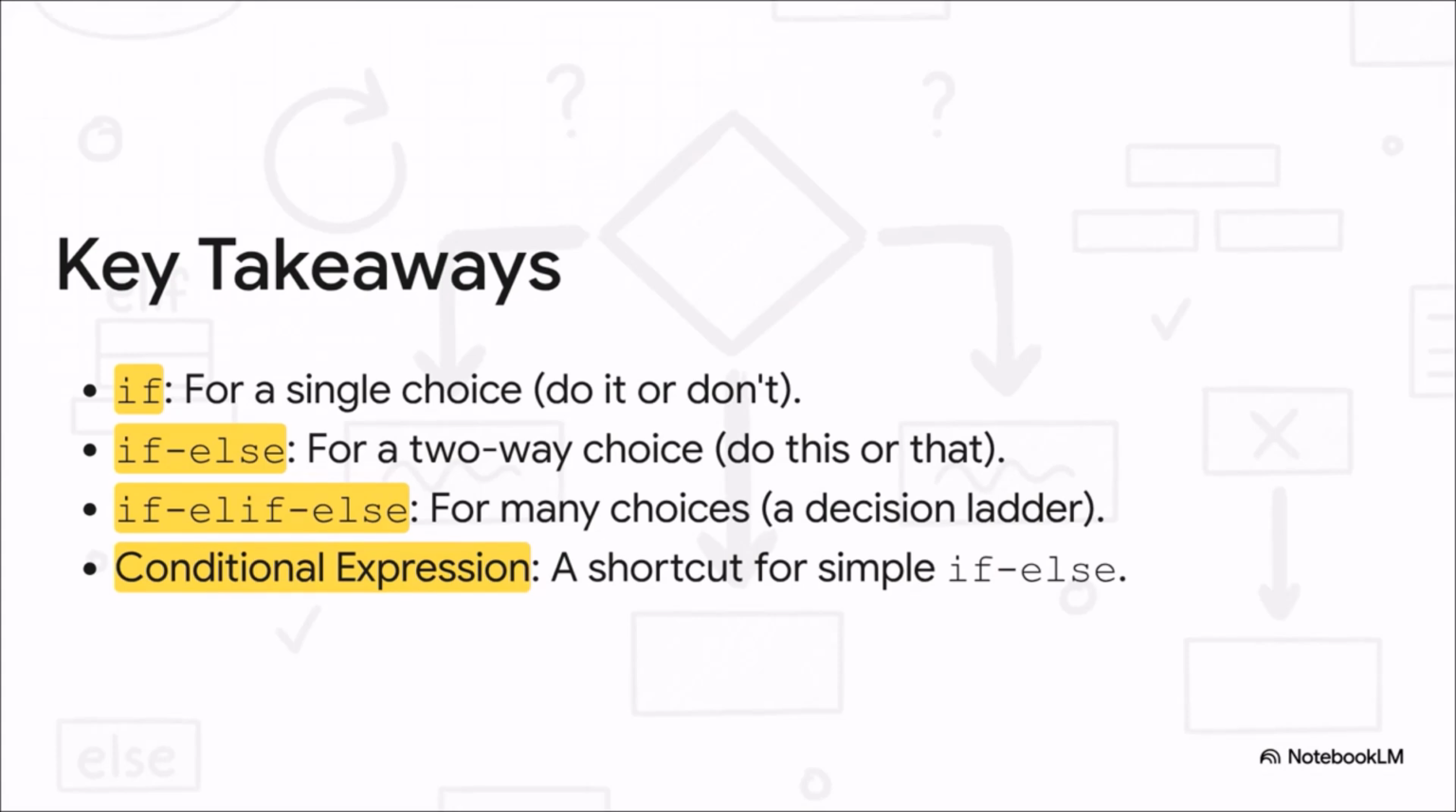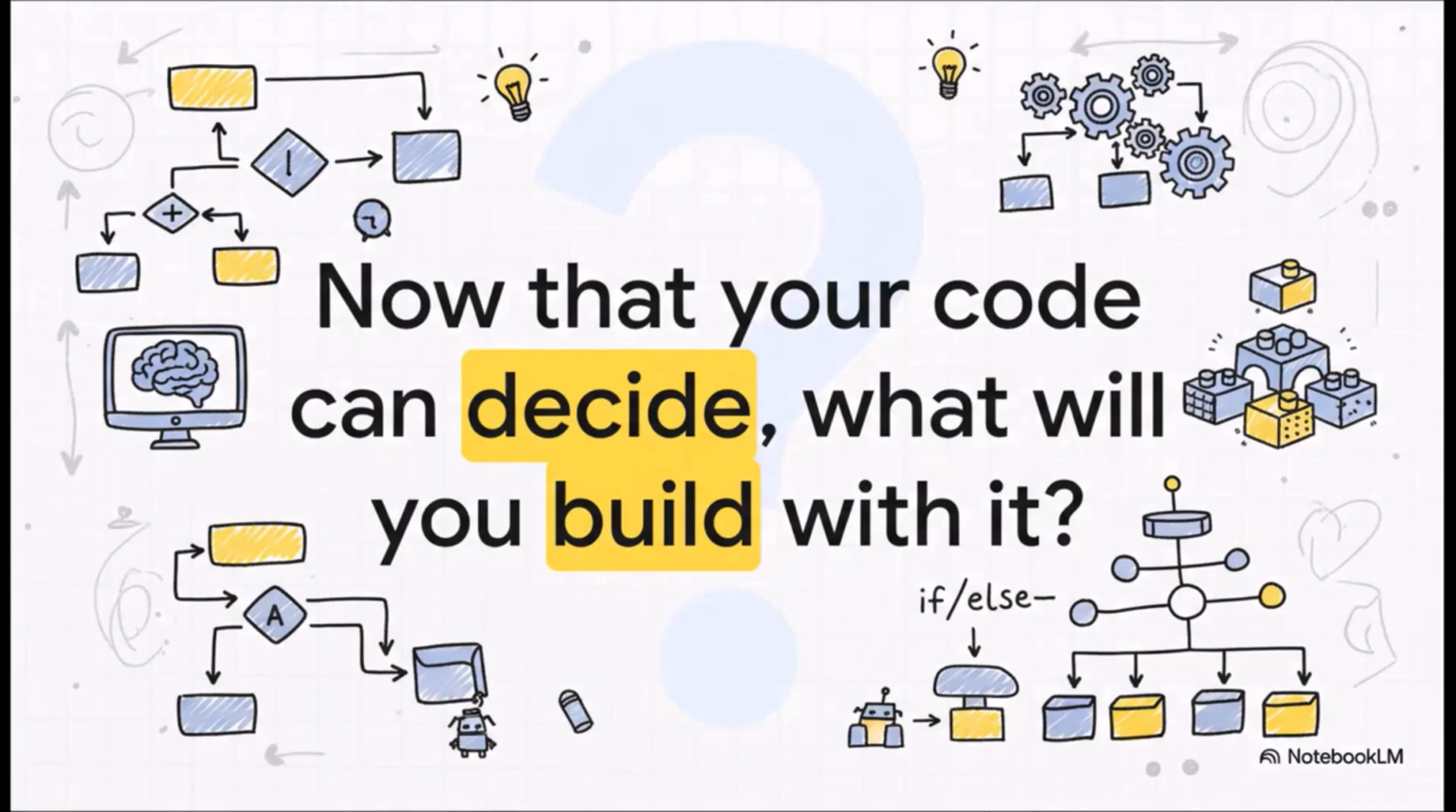Okay, so let's do a quick recap. This simple if is for a single choice. Do it or don't. If else is your go-to for a two-way street. Do this or do that. The if-elif-else ladder is for when you've got a whole menu of choices. And finally, the conditional expression is that clean, elegant shortcut for your simple if-else cases. Got it? Good. And that's pretty much the whole shebang.